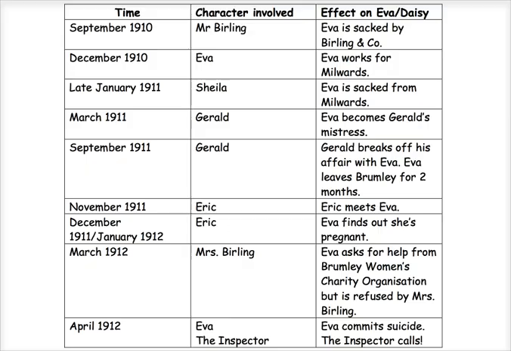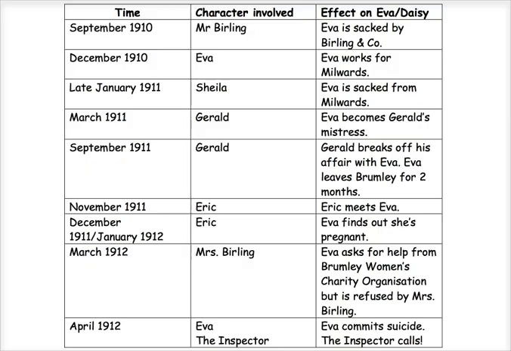September 1911, so that's quite a long, protracted period of time, Gerald breaks off his affair with Eva, and Eva leaves Brumley for 2 months. A couple of months later, in November 1911, Eric meets Eva. Around December 1911 or perhaps January 1912, Eva finds out she's pregnant. Then in March, a couple of months after that, Eva asks for help from the Brumley Women's Charity Organisation, but Mrs. Birling refuses because Eva gives the name of Mrs. Birling. And then in April 1912, Eva commits suicide and the inspector calls.